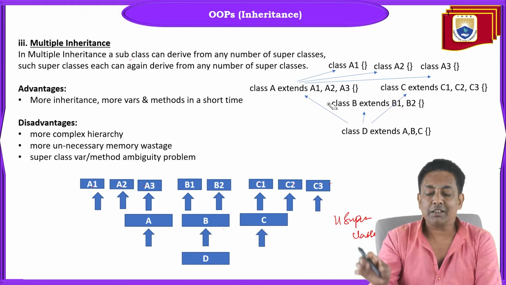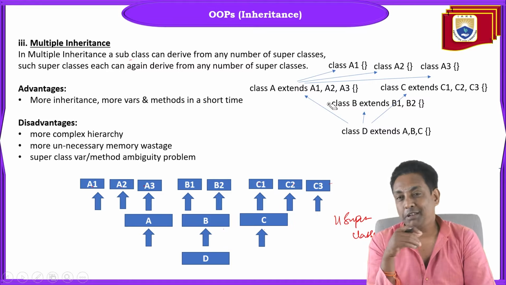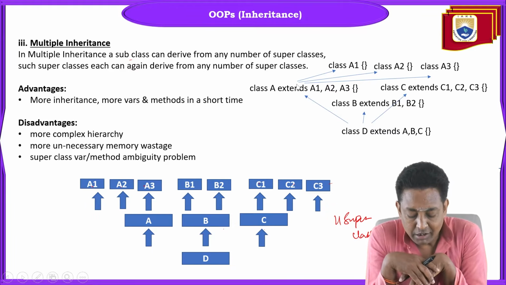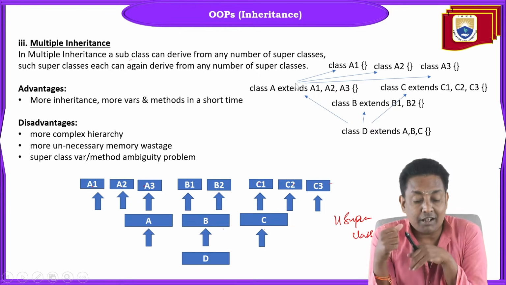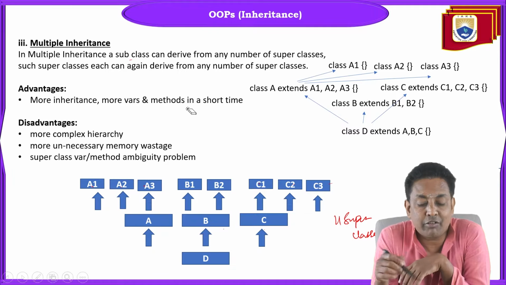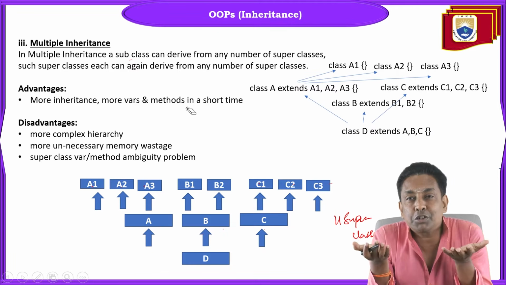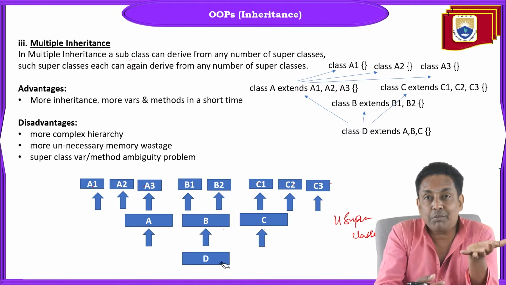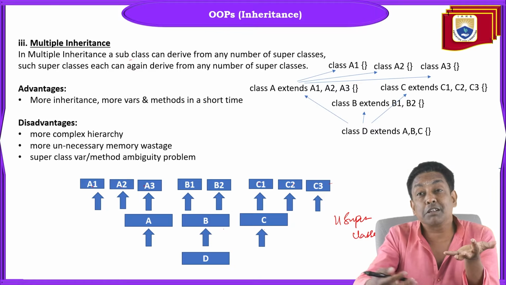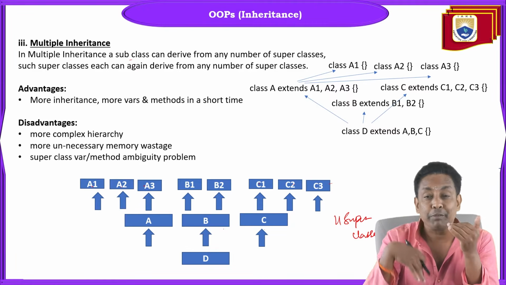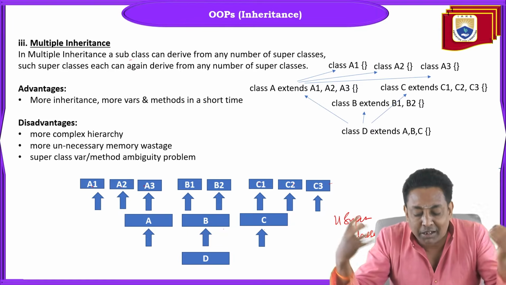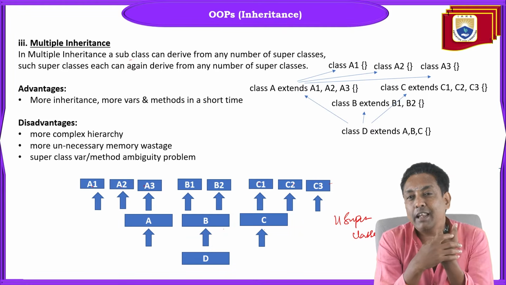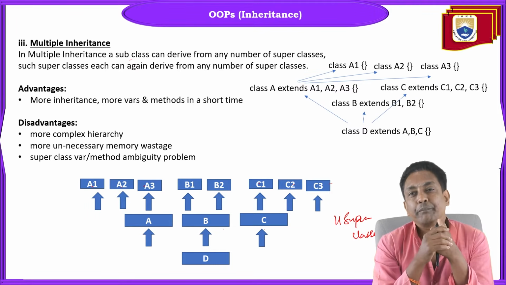Now, is it an advantage or a disadvantage? Every type of inheritance has its own advantages and disadvantages. One advantage of multiple inheritance is more inheritance, so more variables and methods come in a short period of time. Within a short period, class D comes with the variables and methods of almost 11 superclasses, apart from its own methods. So more reusable code comes into D within a very short time.